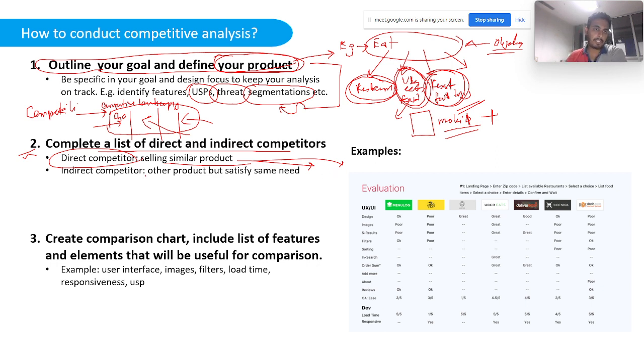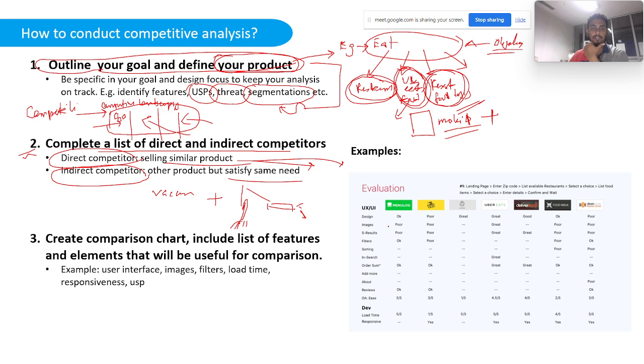Now, indirect competitors are those who do not sell exactly your product but they satisfy the same need. That means instead of vacuum cleaners, you also need to consider all those companies who sell broomsticks or other sorts of cleaning devices, because they serve the same need although they are not manufacturing the same product. So you need to create this list of direct and indirect competitors, and then you need to compare.